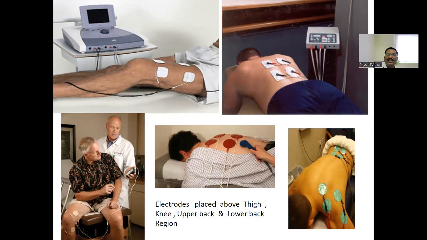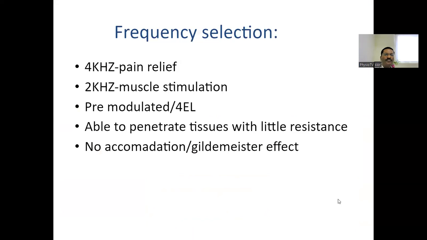So these are some examples of the placement of electrodes. You can see that for thigh pain, you can apply this, or we could modify this placement to stimulate the muscle also. This is for back pain. And very similarly here, for knee osteoarthritis, we can place 4 electrodes which cross each other in a diagonal manner, channel 1 and channel 2. And we can use IFT at multiple locations when they have multiple pain sites.